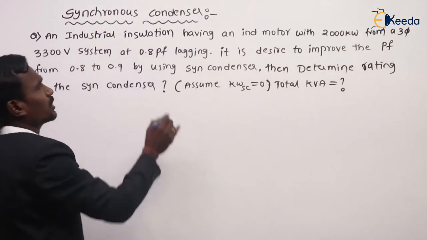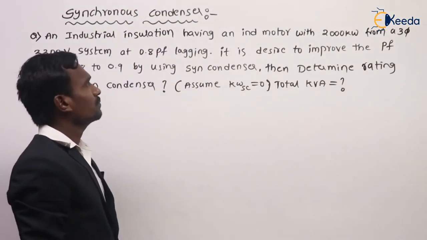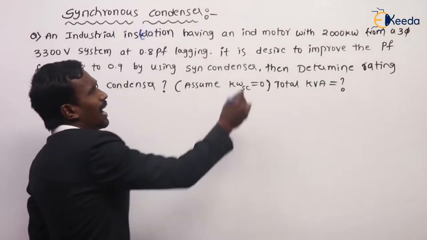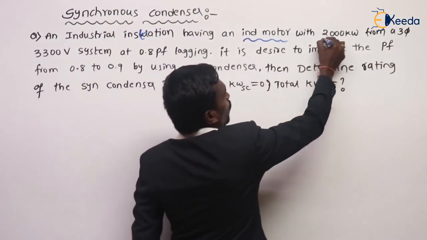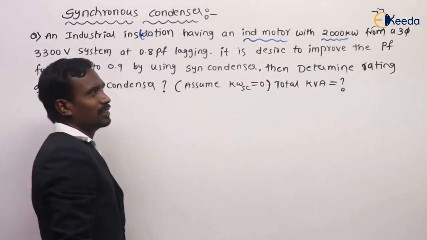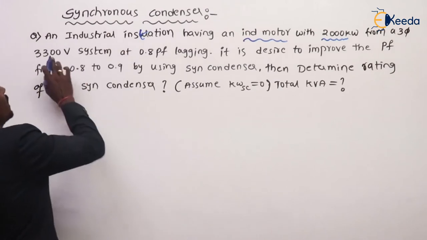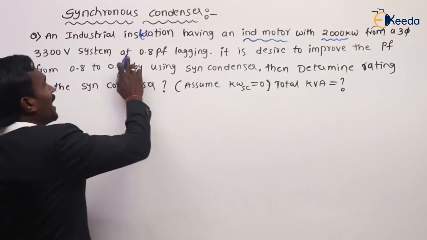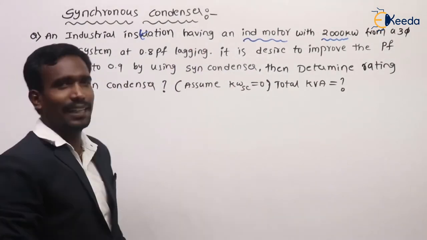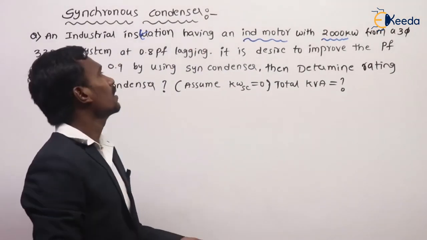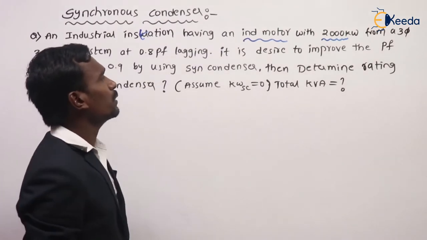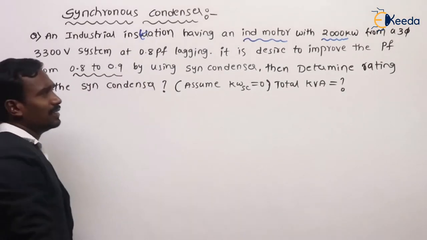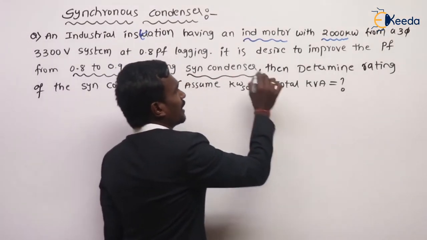An industrial installation having an induction motor with 2000 kilowatts from a three-phase 3300 volt supply at 0.8 power factor lagging. It is designed to improve the power factor from 0.8 to 0.9 by using a synchronous condenser.